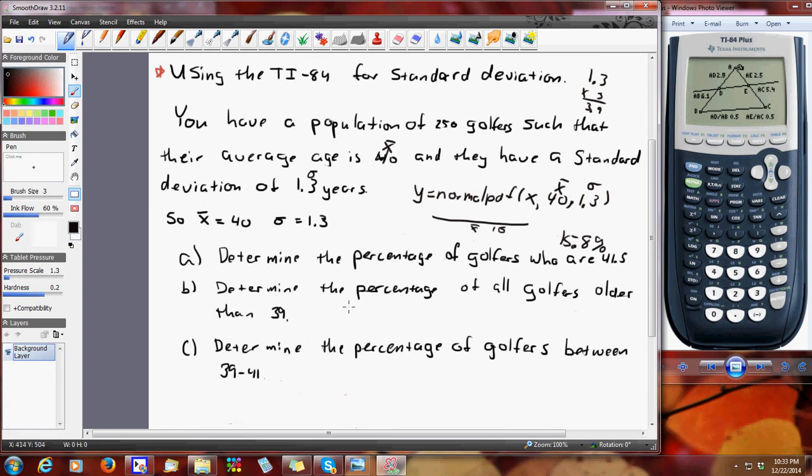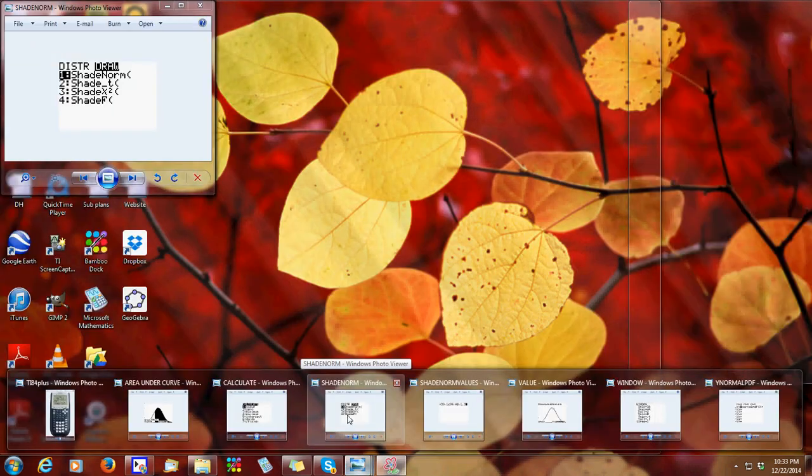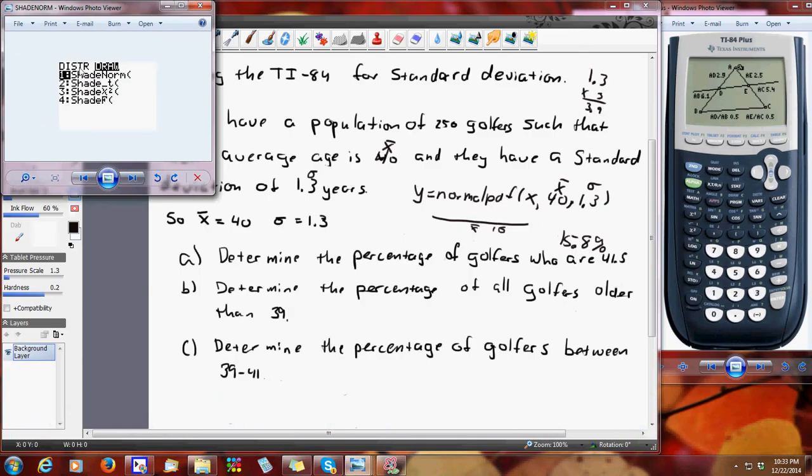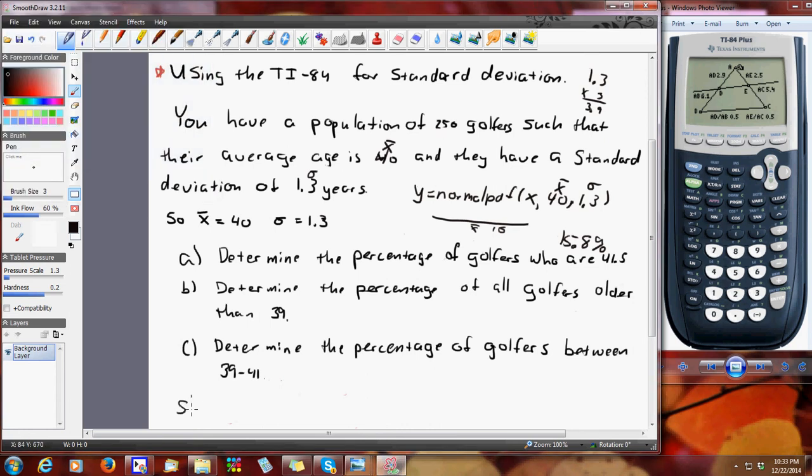Alright, well, that's great. Now let's say I want to determine the percentage of all golfers older than 39. Well, to do that, you have to press second and vars, and you're going to get normal PDF again. But I don't want that. I want to go over to draw, and that's going to look like this. When you do that, you're going to get this picture. So I go over to draw, and you're going to get shade norm.